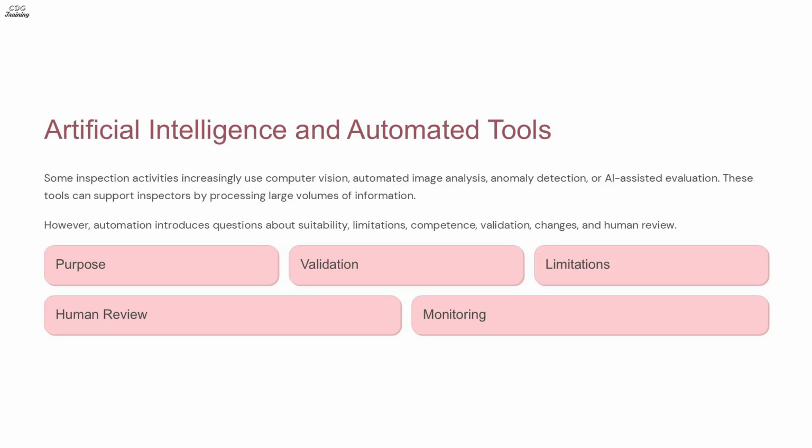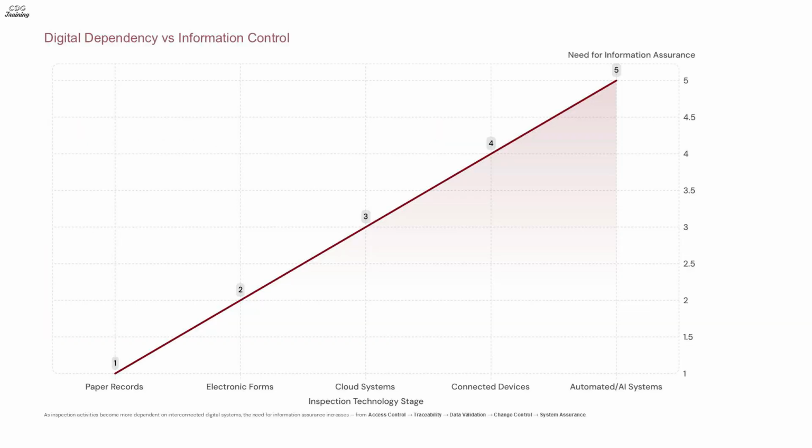AI and automated tools enhance inspection processes but raise questions about reliability and human oversight. It's crucial to balance automation with human review. As inspections become more digital, the need for information assurance grows. Balancing digital dependency with control is essential for reliable inspections.